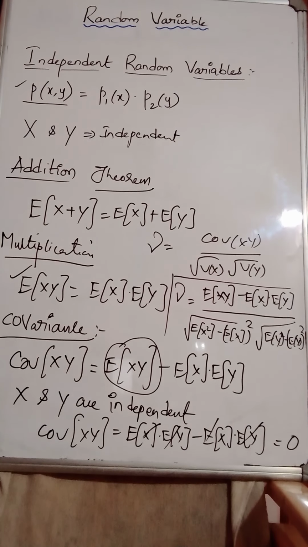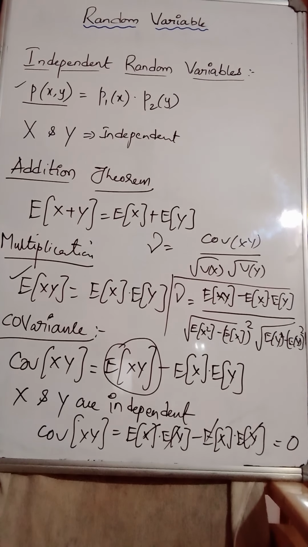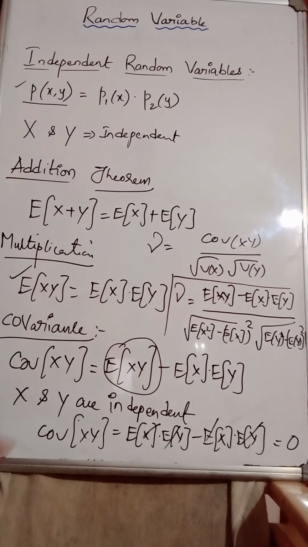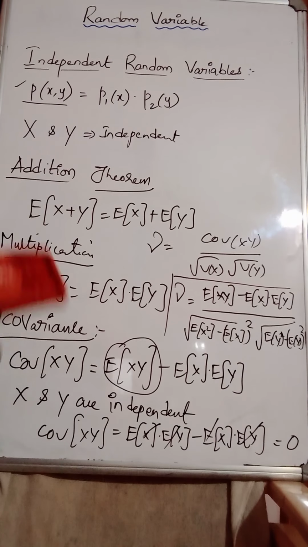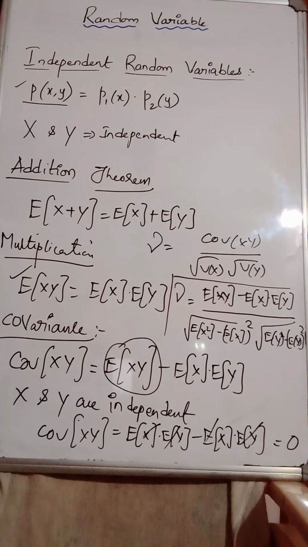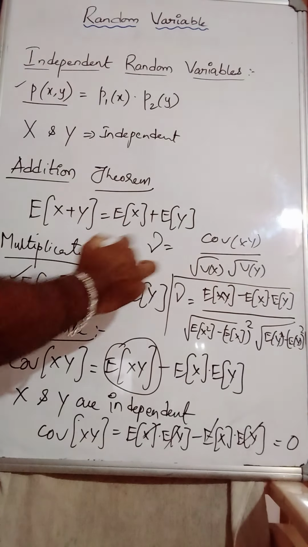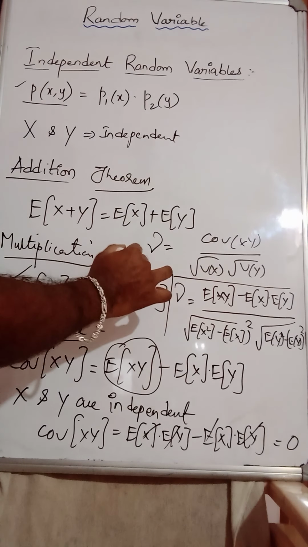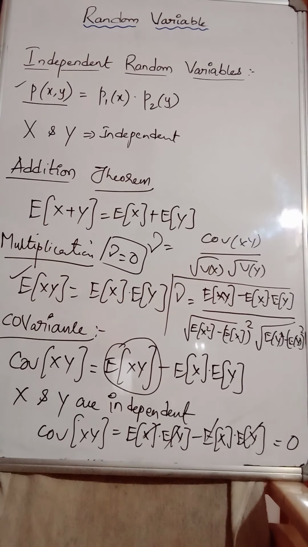Clear? So please refer all these formulae. Now using all these formulae we are going to calculate the problem. Now similarly, if x and y are independent, then what is the value of covariance of xy? 0. If x and y are independent, what is the value of covariance? 0. That means correlation coefficient becomes 0 only or no?